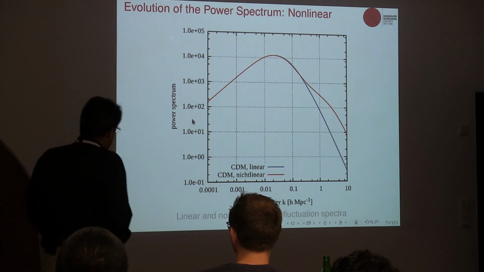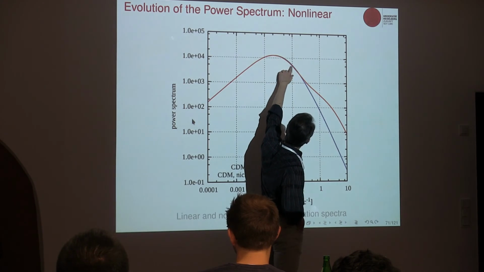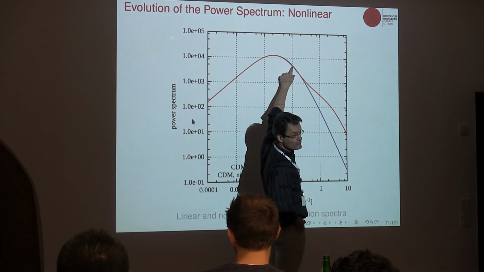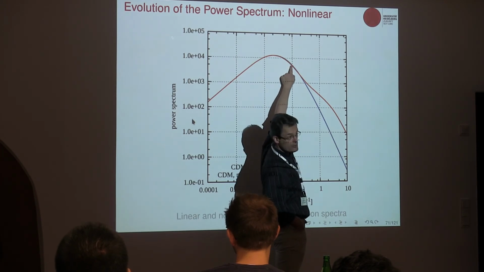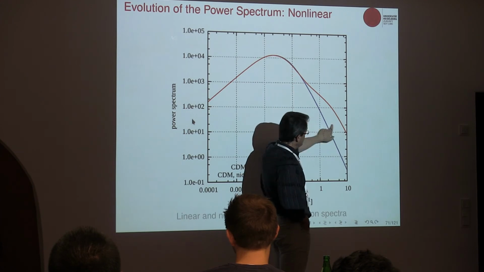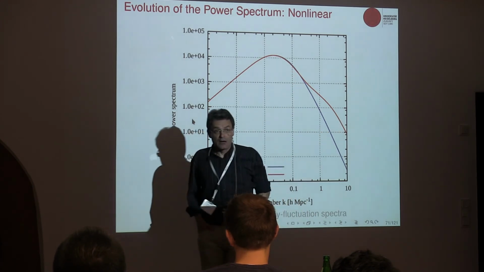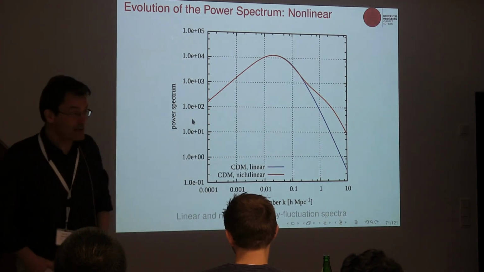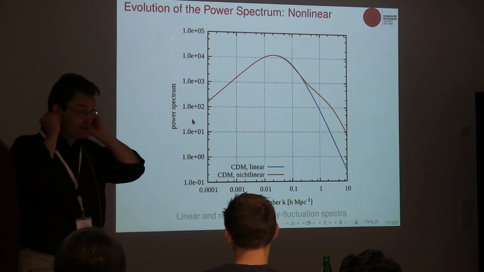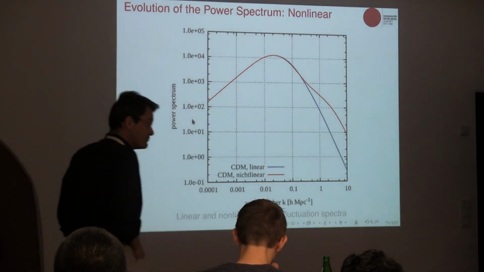At the same time, you see that the red curve here falls somewhat below the blue curve, and it's not very clear because of the logarithmic scale here. But this means that power is being removed from intermediate scales and transported to small scales. Right? So in other words, power is being redistributed from intermediate or moderate scales to small scales. What else would you expect gravity to do than attract matter? Right? So this is completely expected behavior.